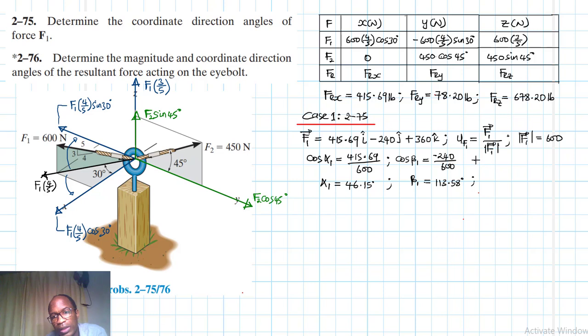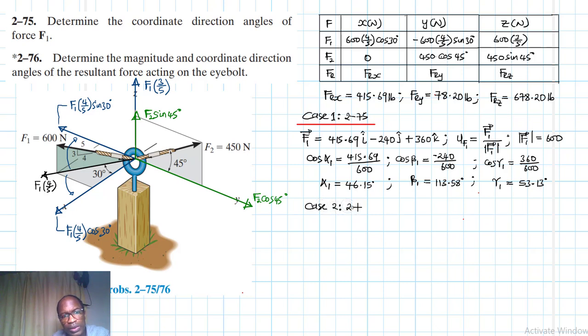And then here we have finally cos gamma 1 equal to 360 divided by 600. Then gamma 1 is just going to be equal to cos inverse of 360 divided by 600, we get 53.13 degrees. All right, so these are the directional angles for case 1. Let's go for case 2.